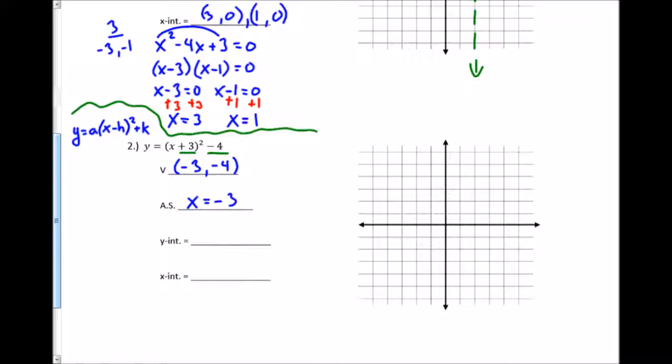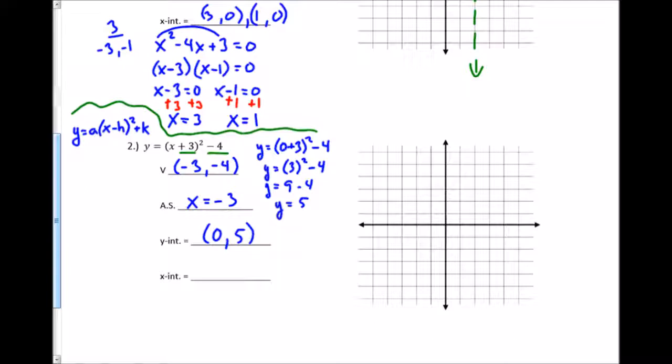The y-intercept is a little bit trickier for this one. The y-intercept is where x equals 0. So I have to plug a 0 in for x this time. And I've got to simplify this. So that's going to give me a 3 squared minus 4, which is a 9 minus 4. So it looks like y equals a 5. So my y-intercept, I plugged a 0 in for x, and I got a 5 out for y.